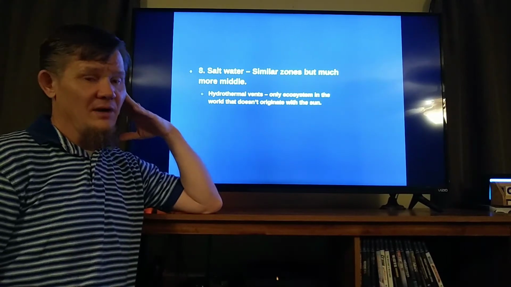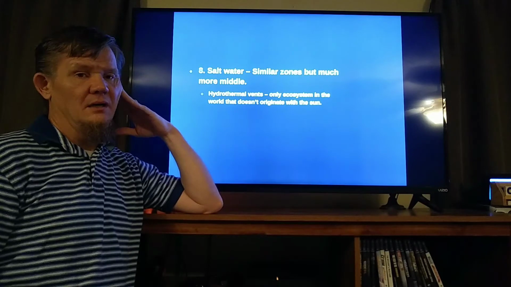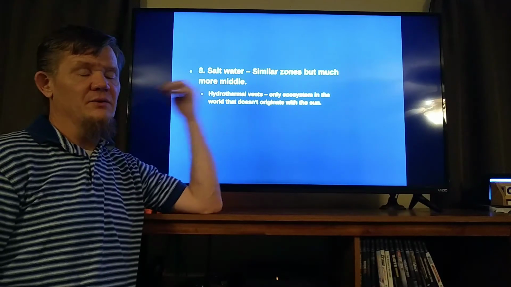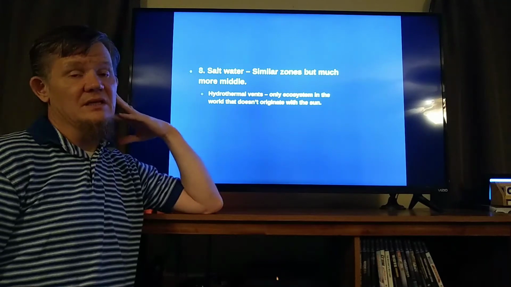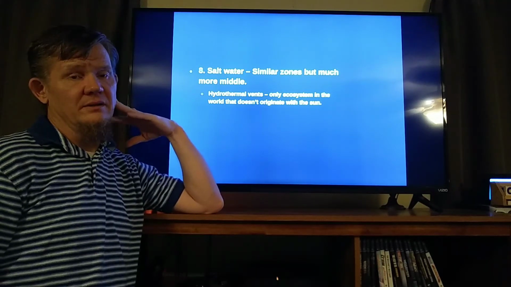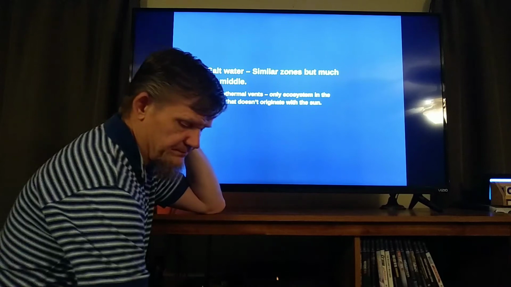In saltwater, we actually have a number of ecosystems. We've got these hydrothermal vents we'll talk about in just a second. There are coral reefs. There's all kinds of ecosystems within the ocean itself.